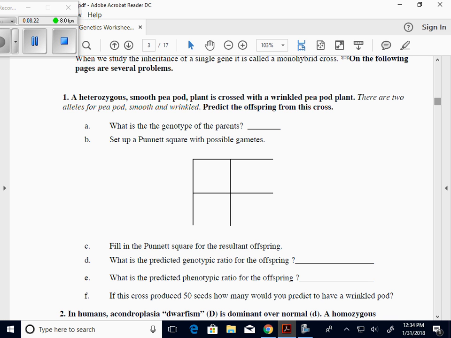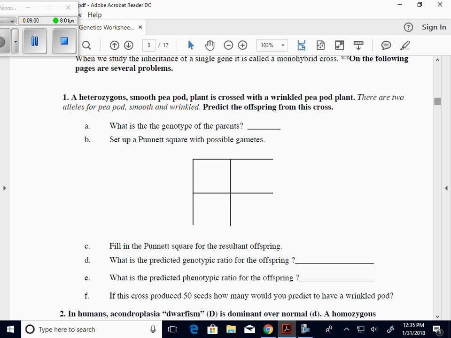There are 2 alleles for the pea pod, smooth or wrinkled. Predict the offspring from this cross. Now, does it matter what letter we use to represent any of these things? No, just so we know what we're talking about. In this case, the 2 alleles for the pea pod are smooth and wrinkled.